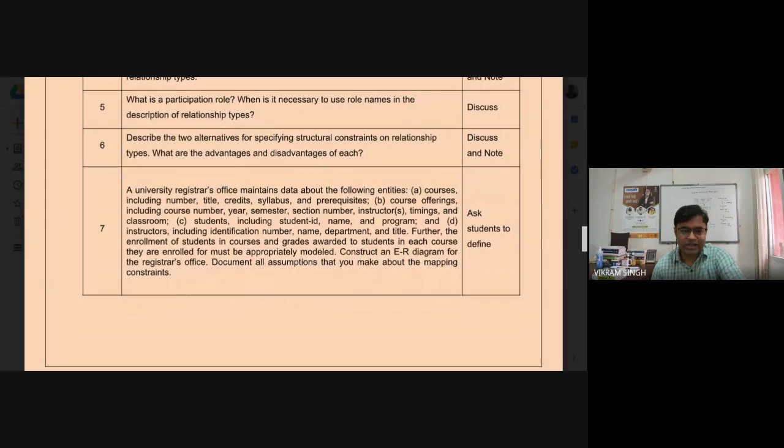Now, question number 6 says describe the two alternatives of specifying a structural constraint on relationship types. What are the advantages and disadvantages? So this is something important. You can have your own alternatives. In addition to the relationship ratio and structural constraint, you can have your own way of explaining the structural constraint. For example, sometimes we use min-max and along with that in many places we use relationship ratio, so we can devise our own mechanism too.